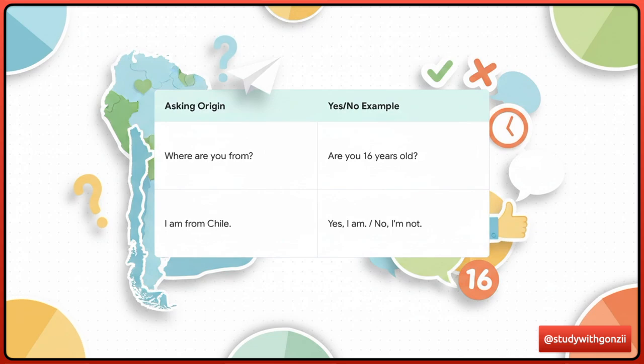Now, what if we want to ask where someone is from? The question is, where are you from? And the answer follows that same simple structure. I am from Chile.